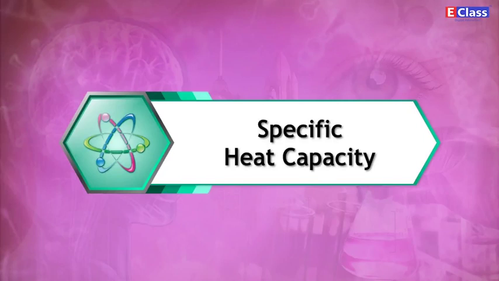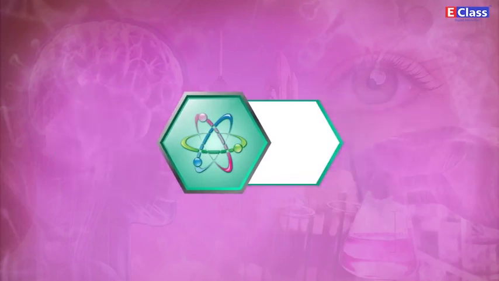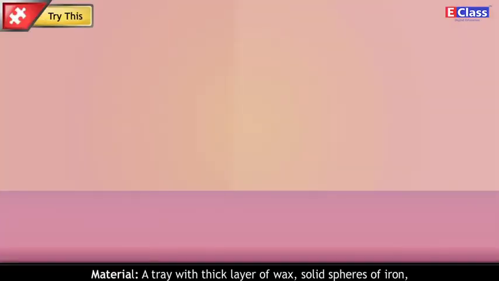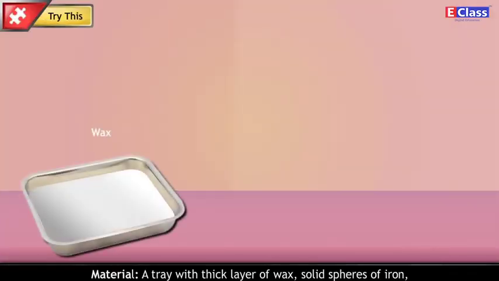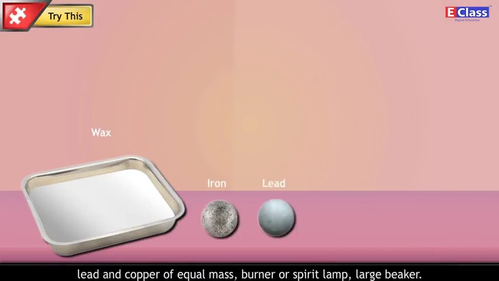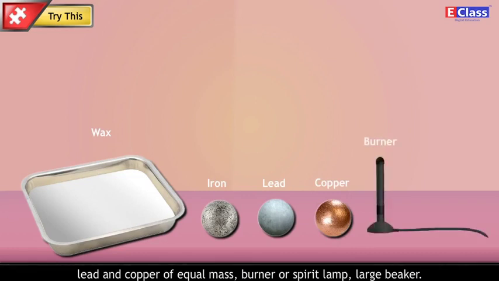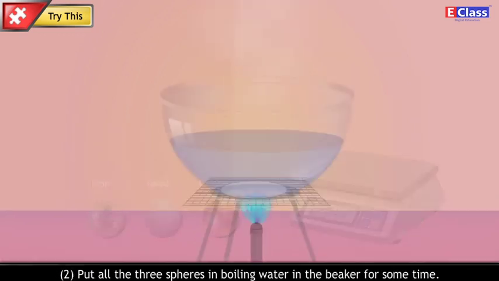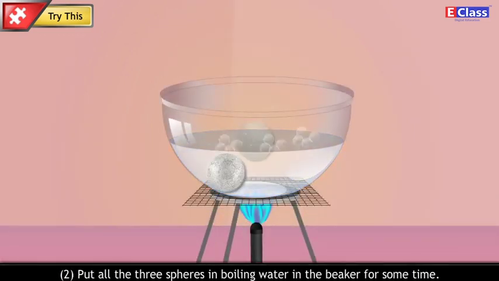Specific heat capacity. Try this. Material: a tray with a thick layer of wax, solid spheres of iron, lead and copper of equal mass, burner or spirit lamp, large beaker. Procedure: take 3 spheres of iron, copper and lead of equal mass. Put all the 3 spheres in boiling water in the beaker for some time.